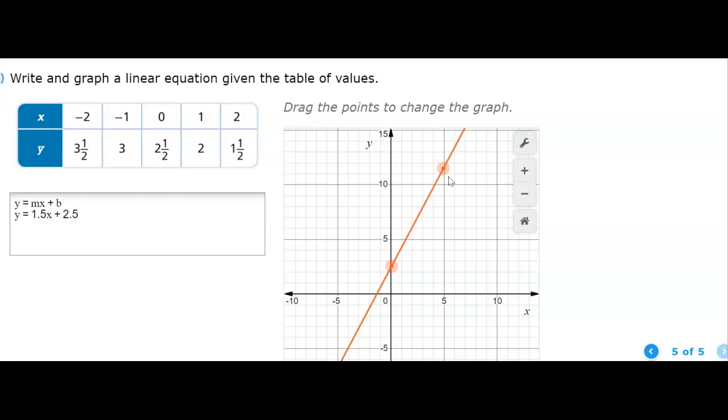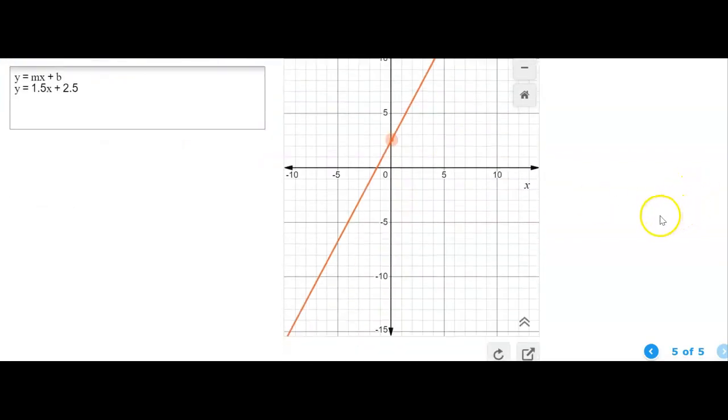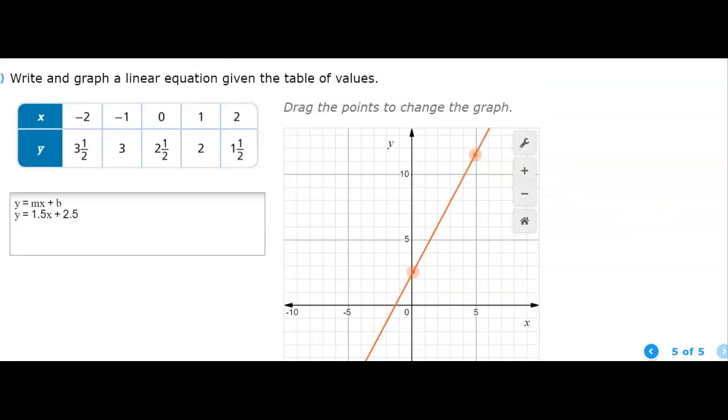But let's see. Double check everything. So I'm realizing now that when I wrote out my formula, I did not write one of them in the right place. So let me just redo it really quickly just to make sure this is all right.